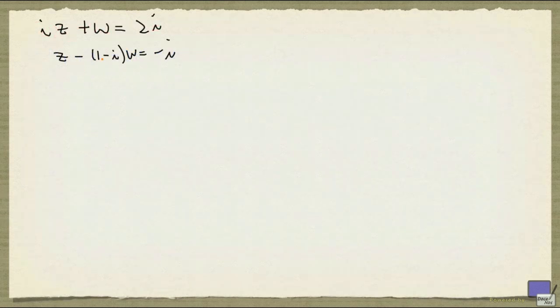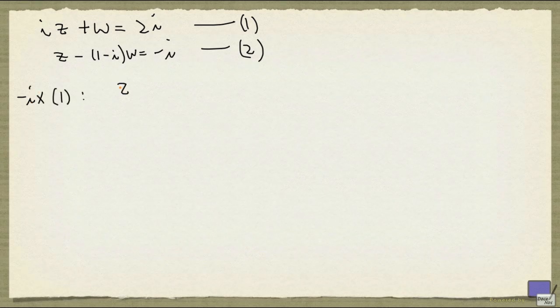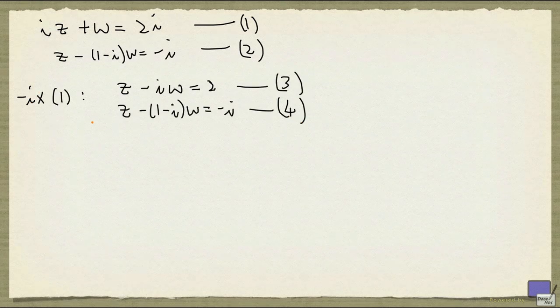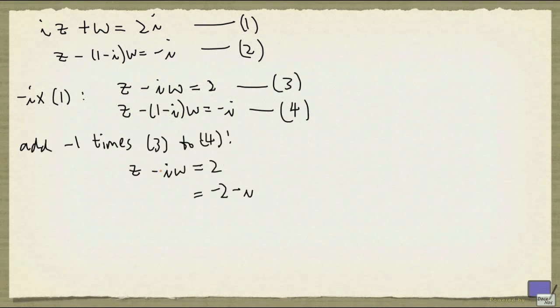So in this system, z and w are the variables, and the numbers are complex numbers. The first operation we're going to do is we multiply the first equation by minus i. And this is what we're going to get. Now I'm going to add minus 1 times equation 3 to equation 4. And this is what we get.